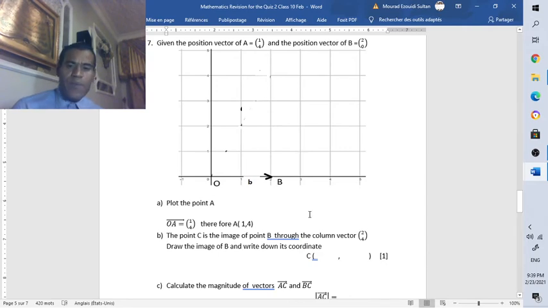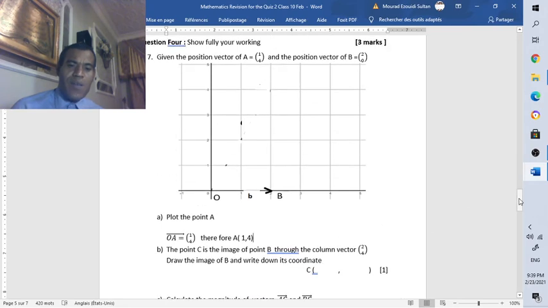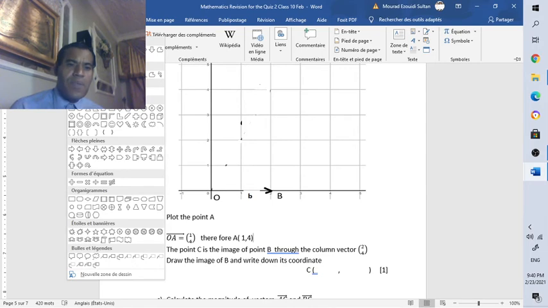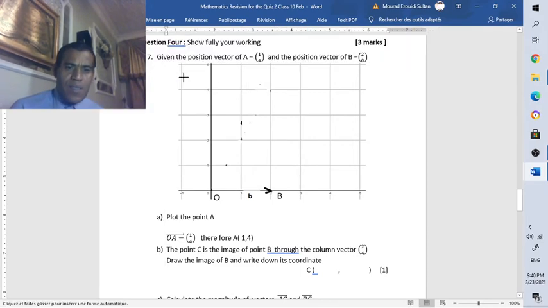Now the second part. Okay, so plot the point A, and this is the coordinates. I will try to plot this point. I will insert, for example, a point or a dot, no problem. So they need exactly the point A, (1, 4), means 1 unit to the right, 4 up. This is the point A.